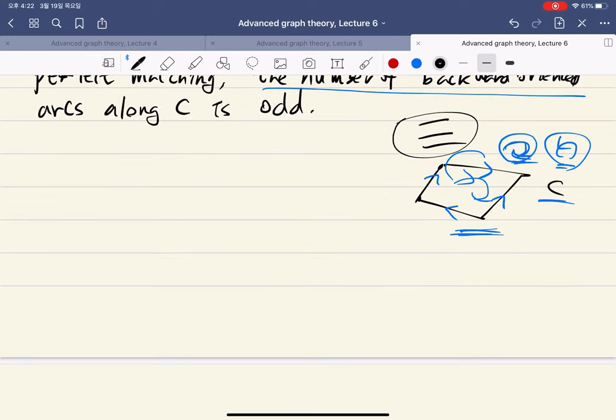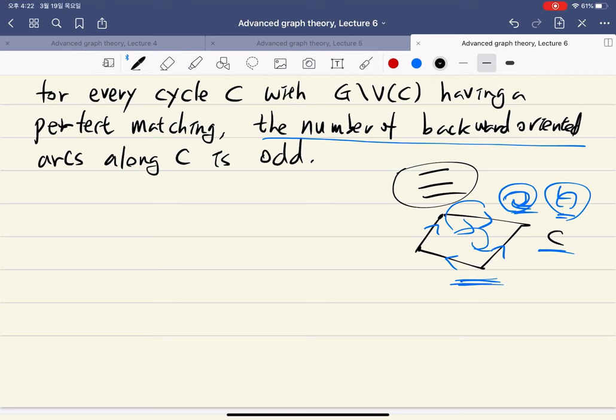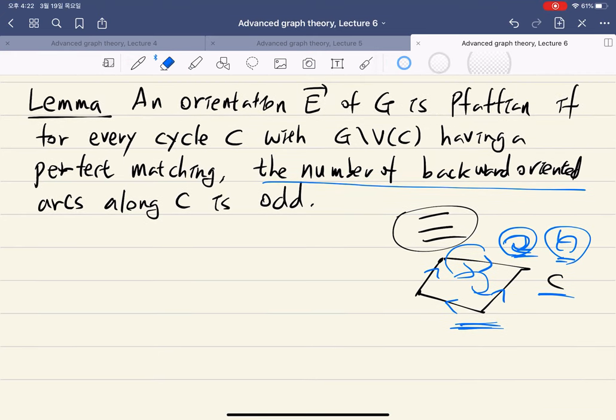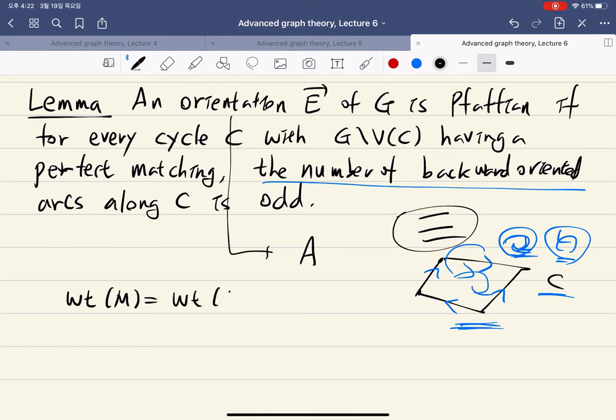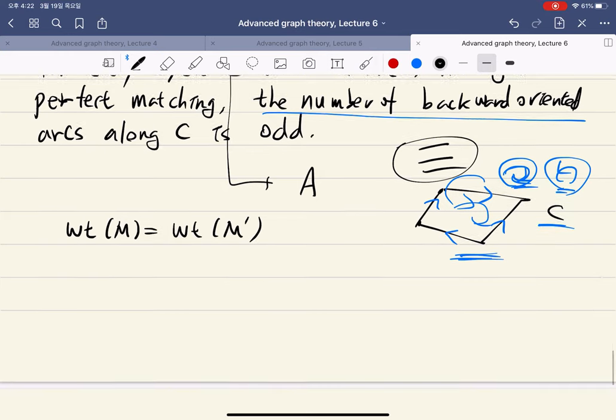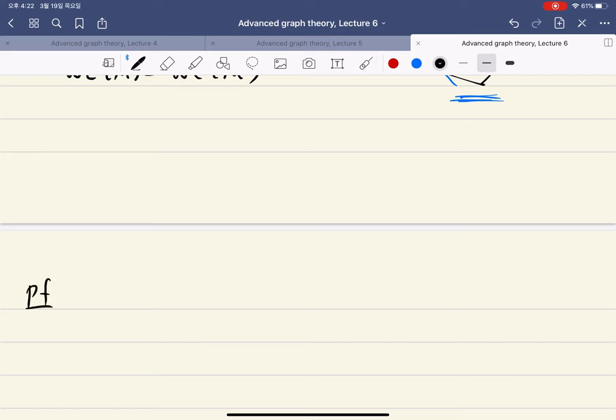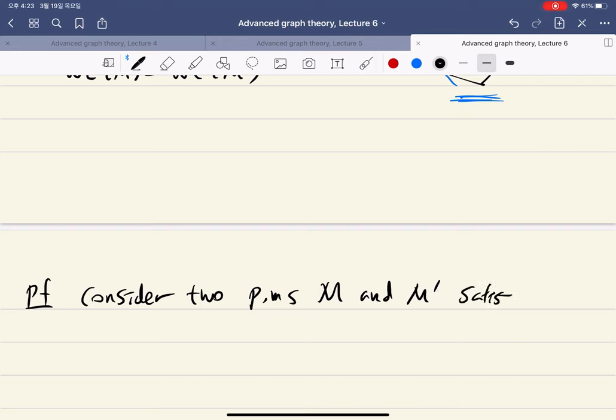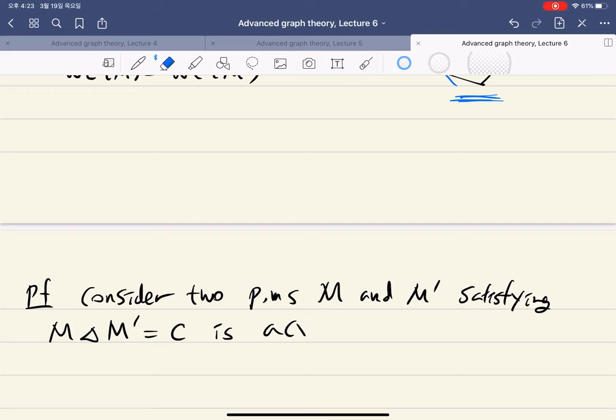In this lemma, this statement is clear. To prove this lemma, we need to show that this orientation is Pfaffian. This orientation gives you a skew symmetric matrix A, and it determines the weight of each perfect matching M. We need to show that for two perfect matchings, the weights of these two are the same. But we will only consider two perfect matchings, M and M prime, satisfying the condition that M symmetric difference with M prime is a cycle C.